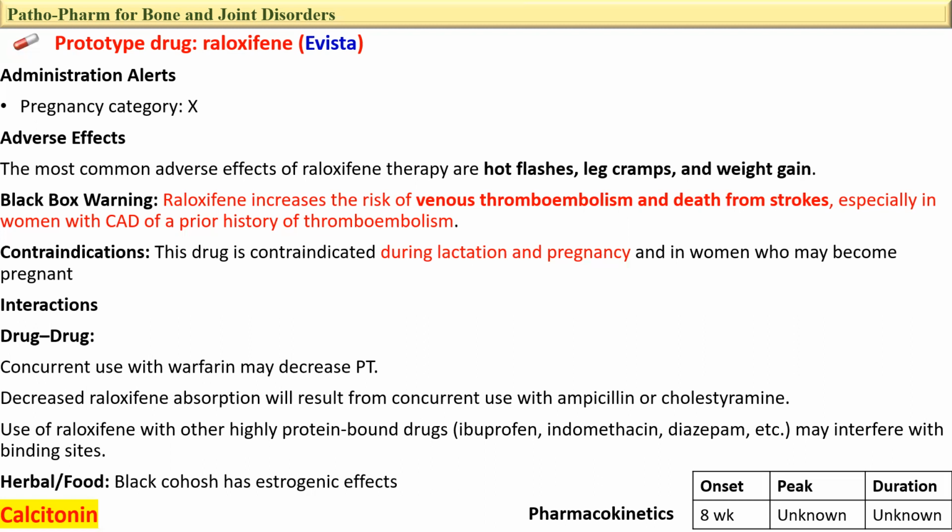And there are also contraindications. First of all, this drug is contraindicated during lactation and pregnancy, and in women who may become pregnant. In addition to that, patients with a history of venous thromboembolism or who are hypersensitive to raloxifene should not take the drug.